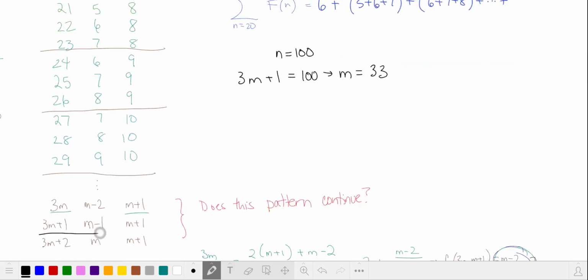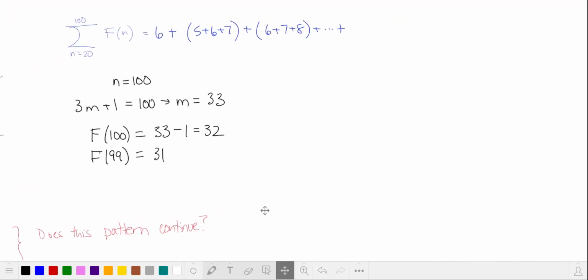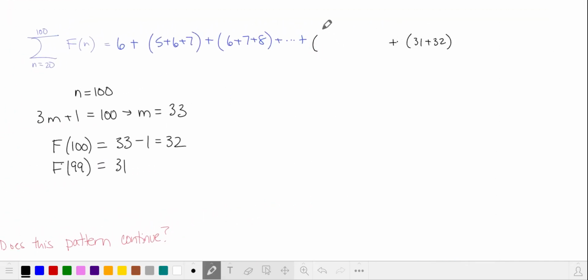For numbers that are one more than a multiple of 3, like 100, our value of capital F is m minus 1. That's 33 minus 1, or 32, for our last number. F of 99, since it's a multiple of 3, is going to be m minus 2, or 31. Those are our last two terms. And then the triplet that occurs before that begins with the previous multiple of 3, or 30. So this is 30, 31, and 32.